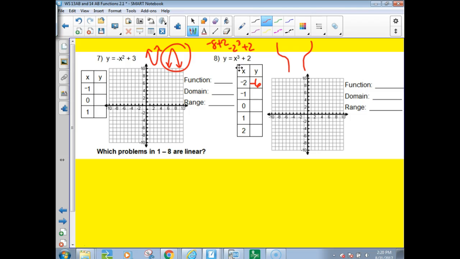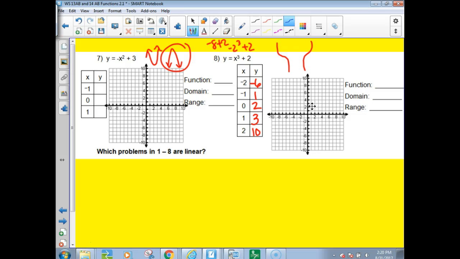If you put in -1, you're going to get -1 plus 2, which is 1. If you put in 0, you're going to get 2. If you put in 1, you're going to get 3. 1 cubed is 1, and 1 plus 2 is 3. And if you put in 2, you're going to get 8 plus 2, which is 10. It would be nice for you to memorize that 2 cubed is 8. Okay, 1 cubed is 1. Know those, then you don't have to worry about the calculator.